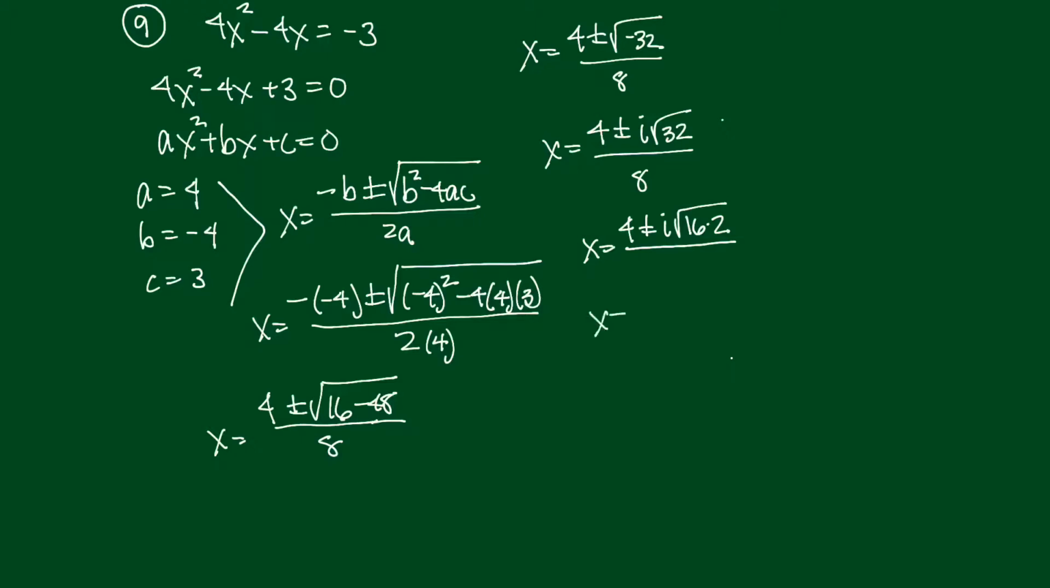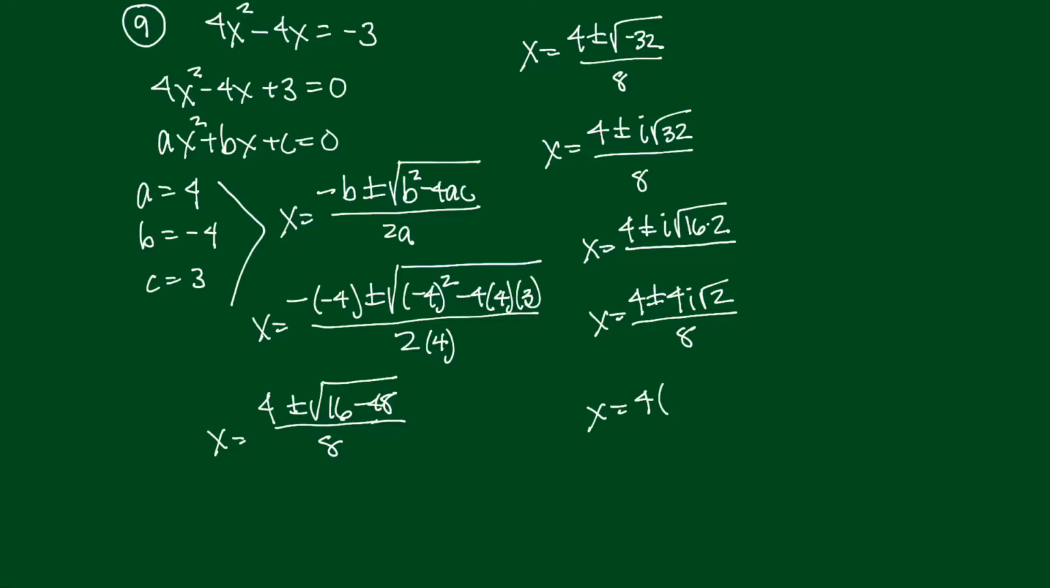So this will give us x equals 4 plus or minus, now square root of 16 is 4. So I'm going to write that 4 and then the i, 4i. I'm left with the square root of 2 over 8. Now both these terms in the numerator have a 4 in them, so I'm going to take that 4 out. So we'll get 4, and then what's left?